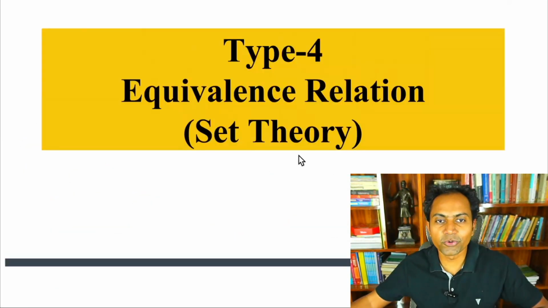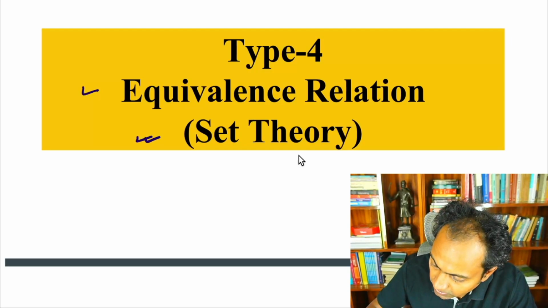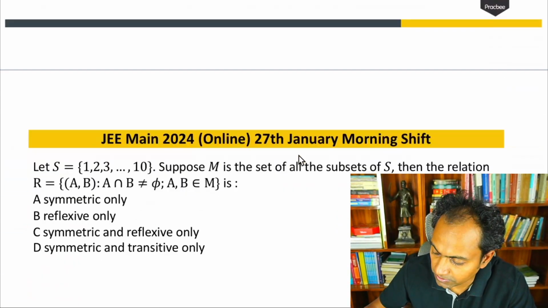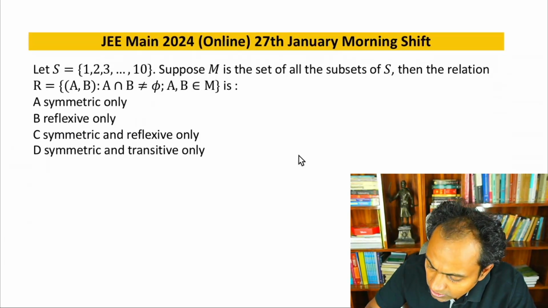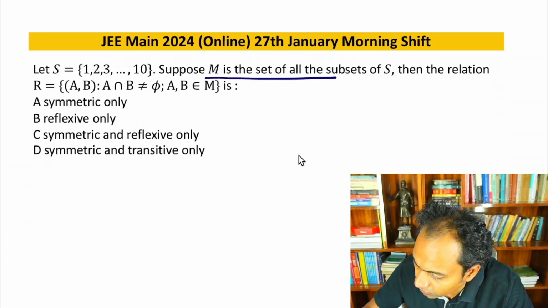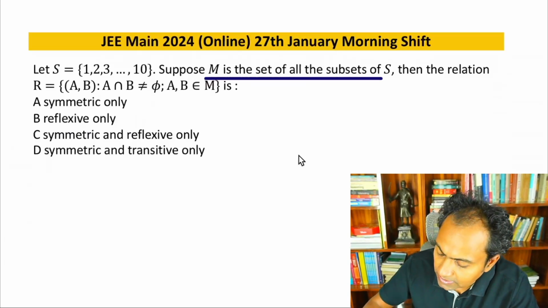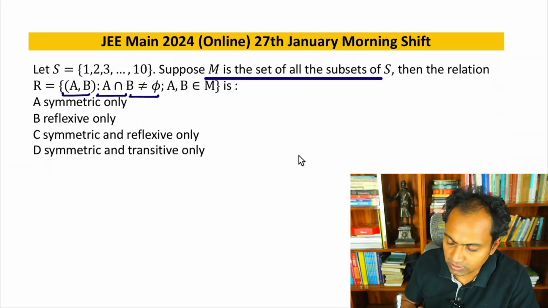Now let us go into type 4 problem where we have to check equivalence relationship between sets or using set theory. Now this was a question in 2024. You can see that the question says that there is a set S and M be a set of all subsets of S such that if I take two subsets, then the intersection should not be null set. This is what the condition is.